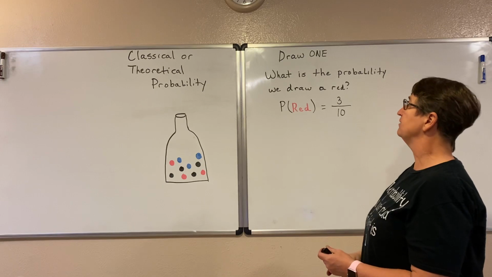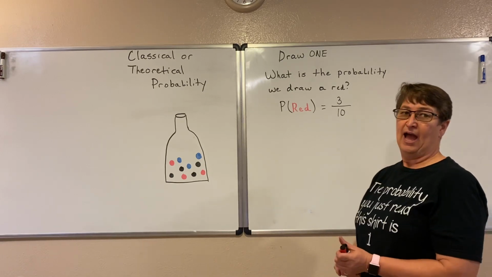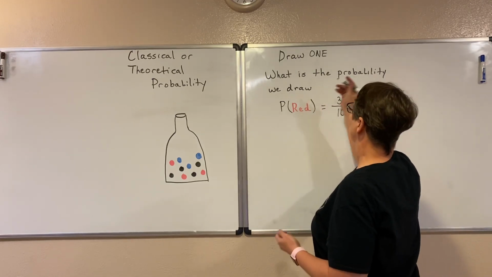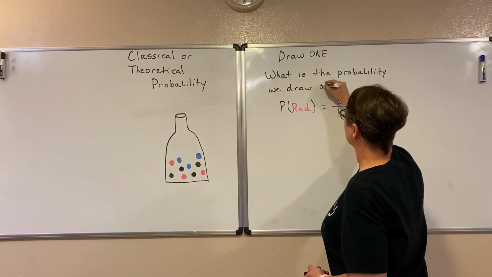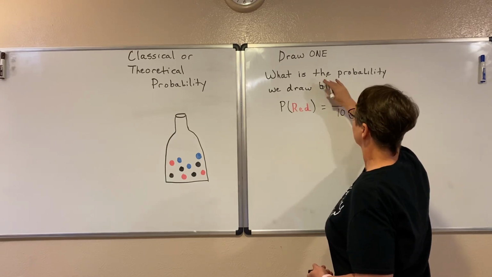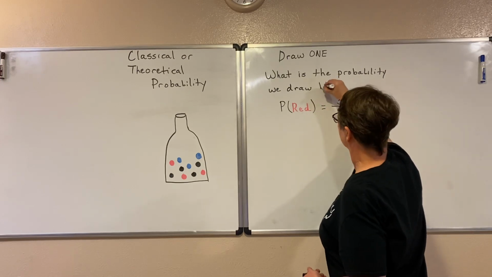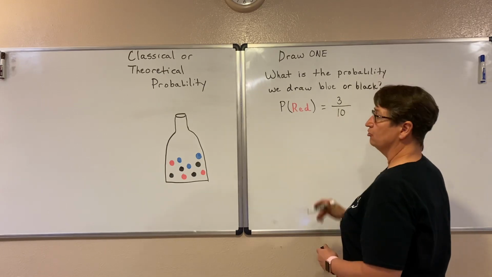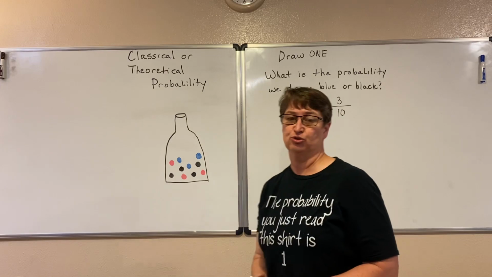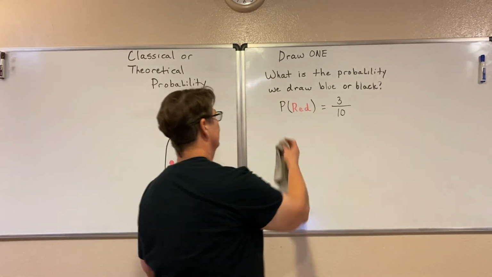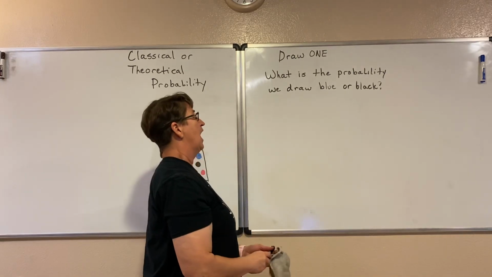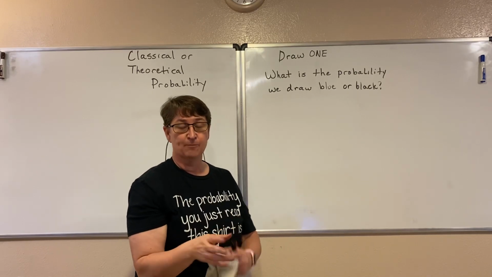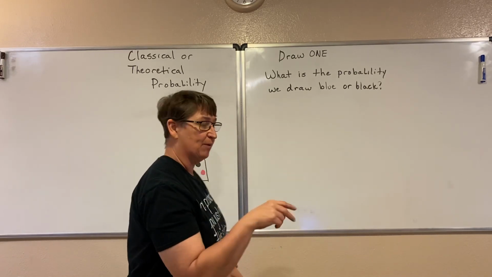Let's do another. Instead of drawing a red, how about we try to draw a blue or a black? So what's the probability we draw a blue or a black marble from the jar? So again, what I want to do is encourage you to first put it into words. So before we begin, I'm just going to draw out one marble, and when I'm done, I want a blue or a black.